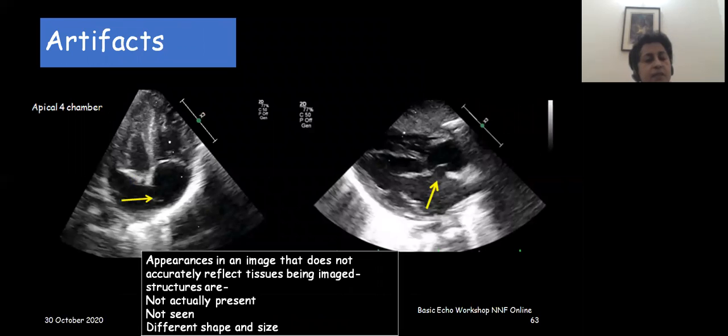Now, ultrasounds are not all good. There are certain artifacts which are seen. What are artifacts? They are appearances in an image that do not accurately reflect the tissue being imaged.